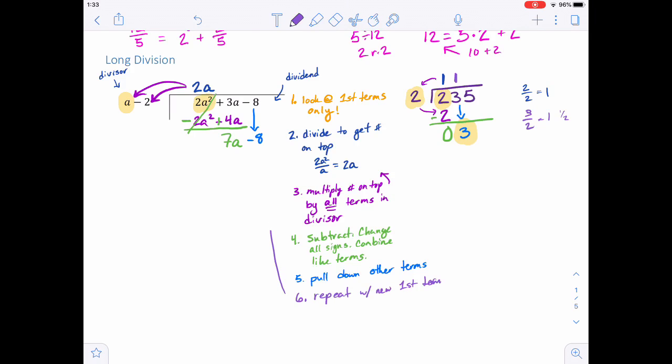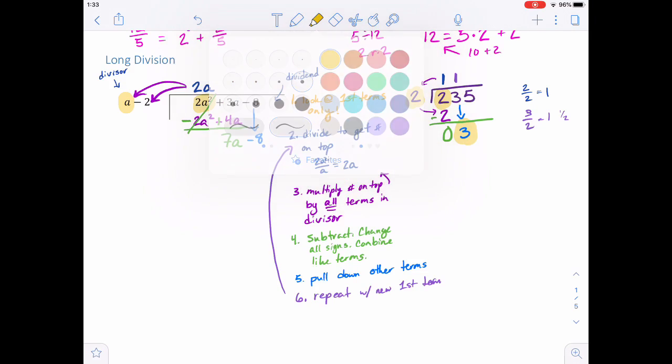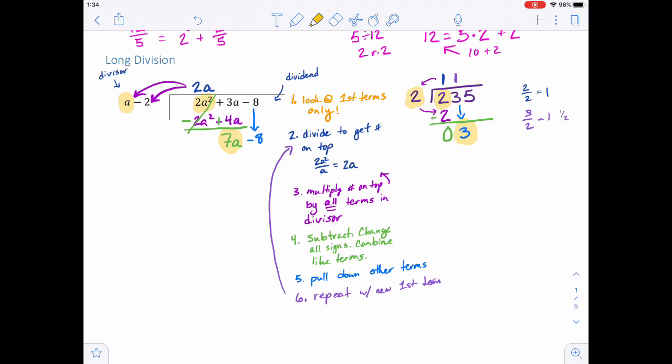So we're going back to here. We're going to go back through our steps. So our first term now is 7a. We're still using just the first term out here. So we're going to do 7a divided by a gives us 7. Put that up top. 7. And it's going to be a plus because it is a positive 7. That's why we put a plus sign there. Don't forget your signs.